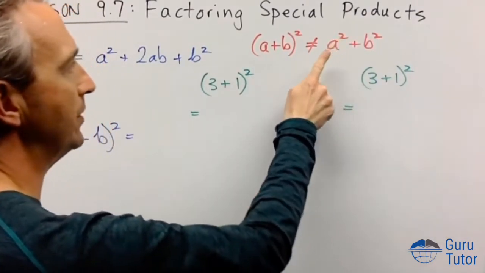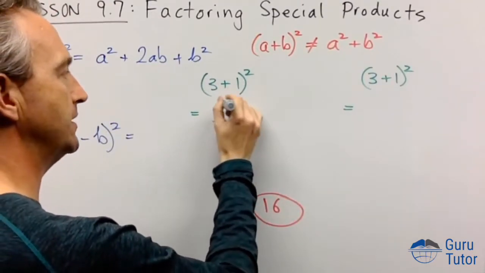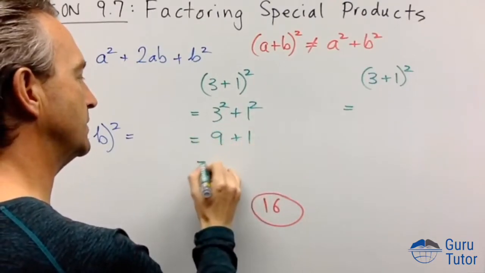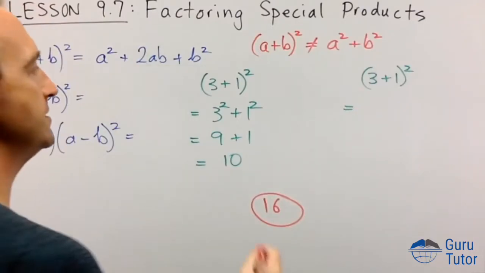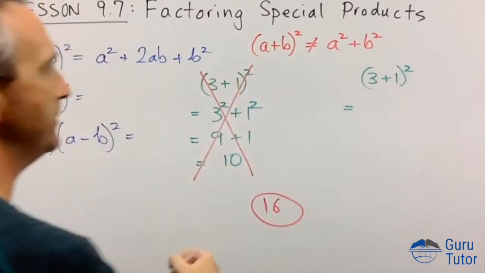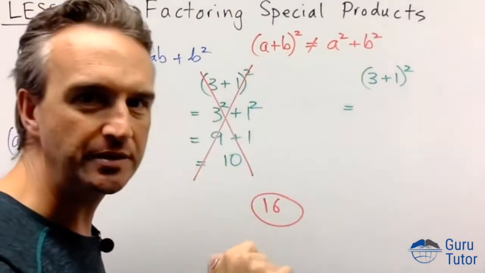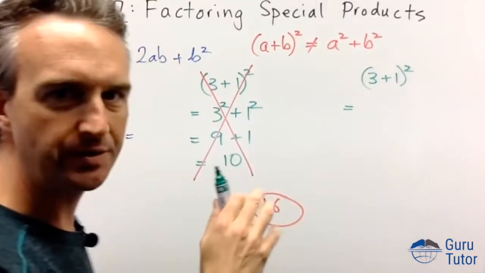So if I do it this way, will it give me the right answer? 3 plus 1 all squared. So is it 3 squared plus 1 squared? That gives me 9 plus 1, which is 10. Is that equal to 16? No, this is not right. Remember, that is not equal to that. Try not to make that mistake. You'll probably make it once somewhere, but try not to make it twice or more.